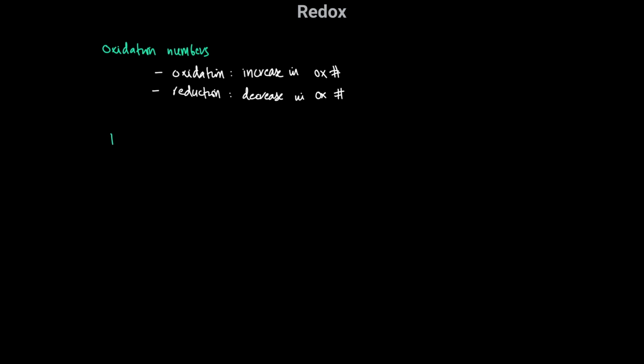Now let's look at the rules for assigning oxidation numbers. The first rule that we have is that atoms in elements always have an oxidation number of 0.